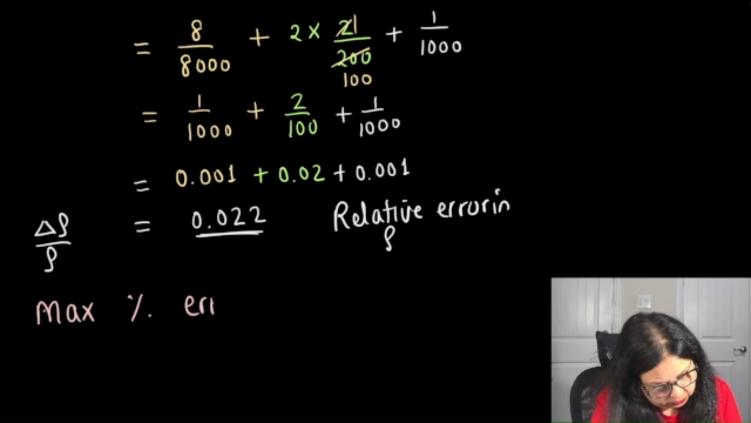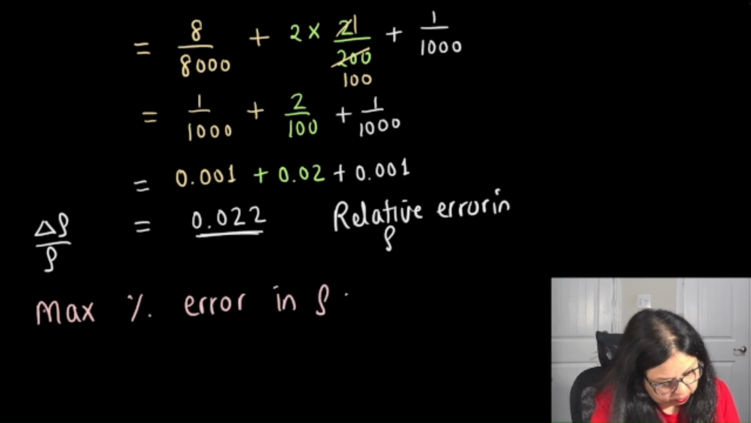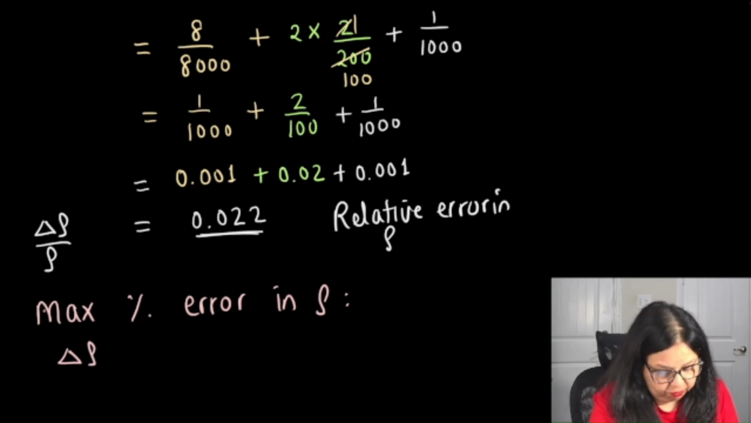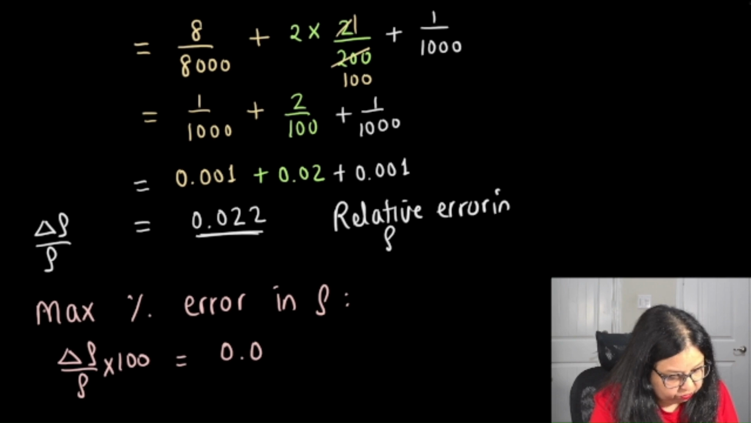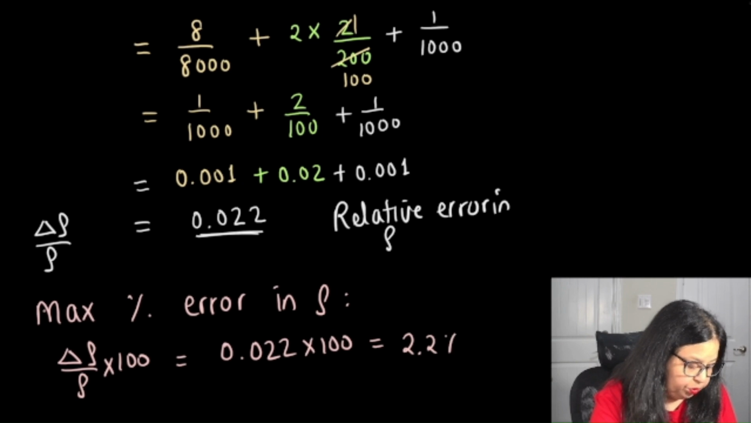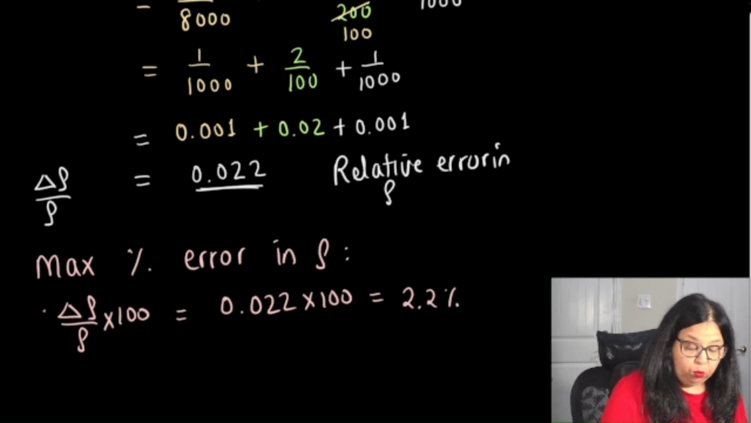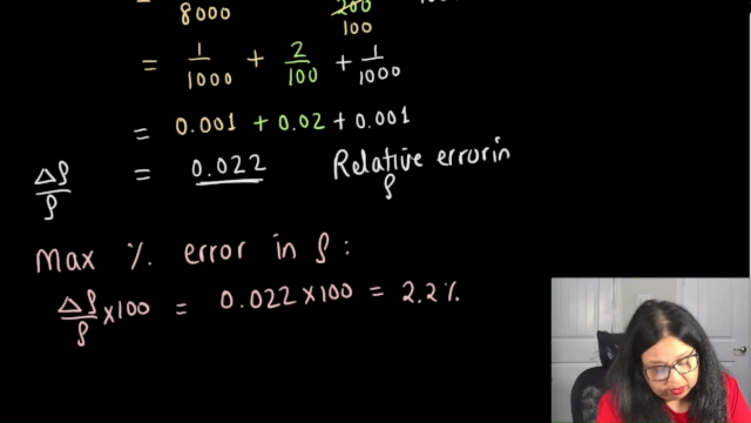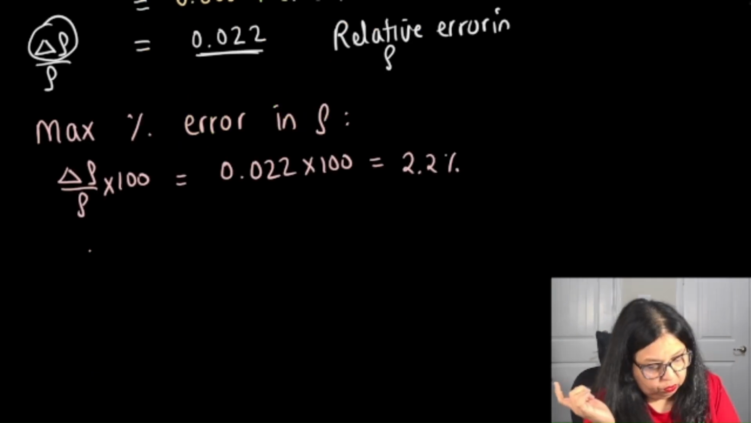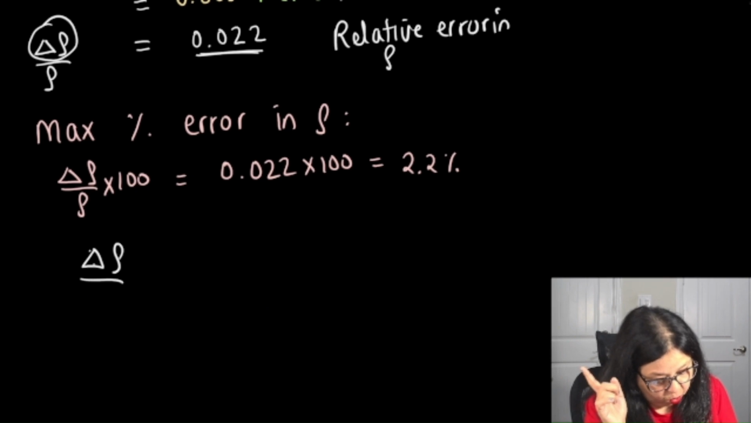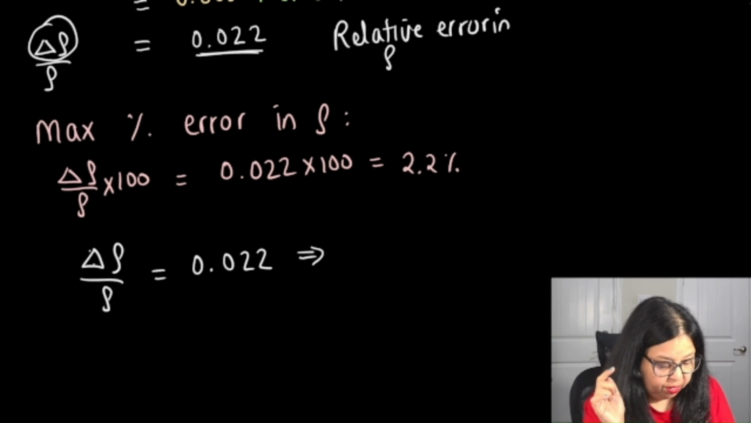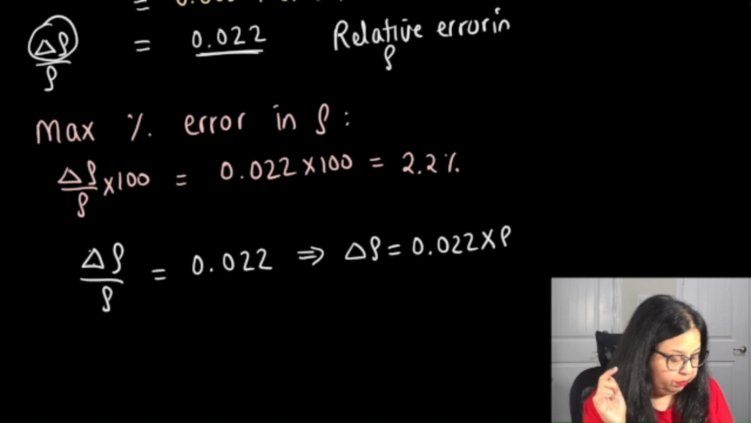Maximum percentage error in rho is equal to delta rho over rho times 100, which gives you 0.022 times 100, equal to 2.2%. Now, if you wish, you could also solve for delta rho. So we know that delta rho over rho equals 0.022. From here, you will get delta rho equals 0.022 times rho.